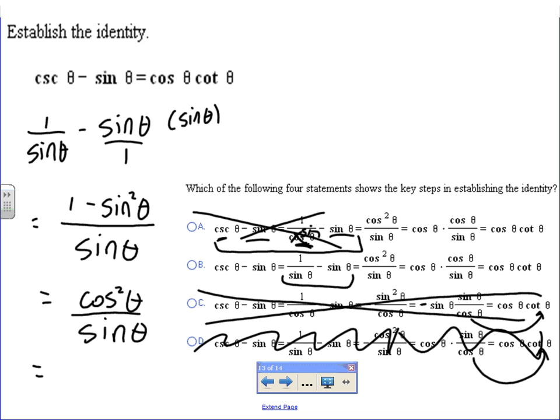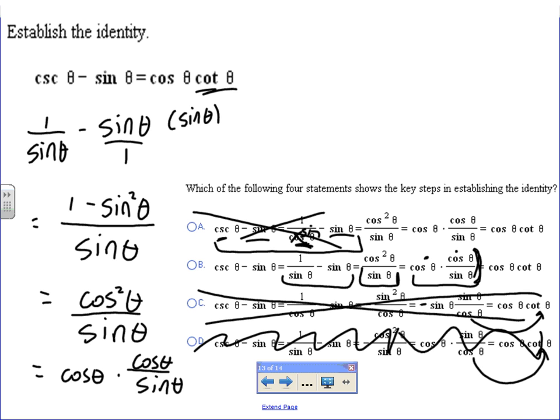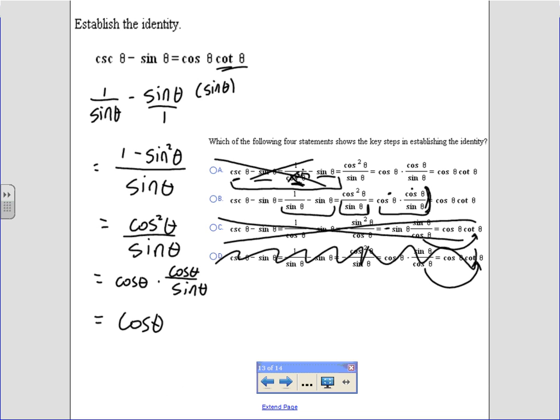Notice where I am in the process here: I'm right at that step. Notice what they do here. They break up cosine. They have cosine squared, so they break it up as cosine theta times cosine theta. Well, why would you want to do that? Keep in mind the goal was to get a cotangent. The way I can get that cotangent is to get a cosine over sine right here. So I'm going to break the cosine up, and I'd have cosine of theta times cosine of theta over sine of theta. And now finally I can say that cosine over sine there would be cotangent. So we get cosine theta, cotangent theta.